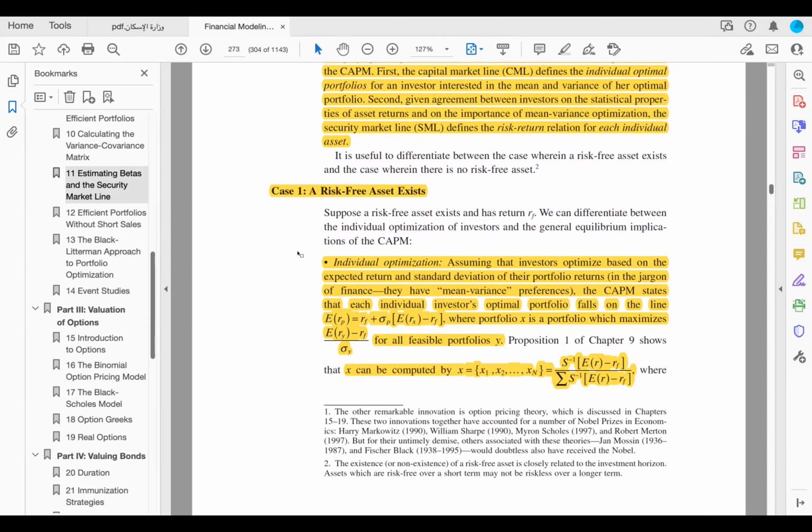So the CAPM states that each individual investor's optimal portfolio falls on the line E(RP) = RF + σP [E(RX) − RF]/σX, where portfolio X is a portfolio which maximizes the Sharpe ratio, which is (expected return of Y − RF) divided by σY, and Y is the set of feasible portfolios. Now, if I want to simplify this assumption, I can draw the following graph. So let me just move to the graph.